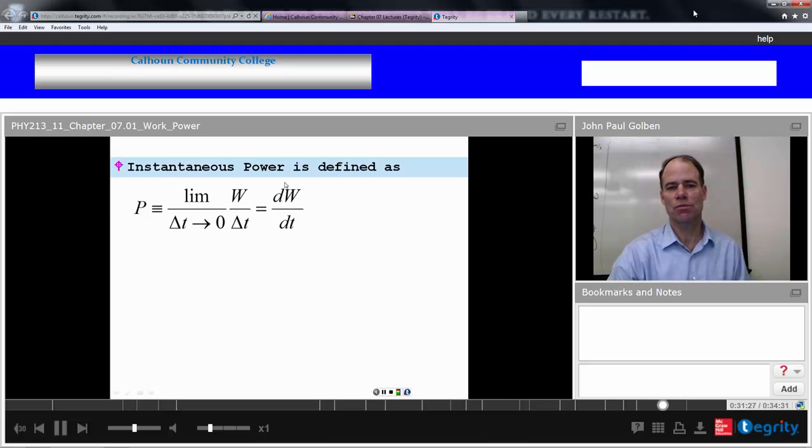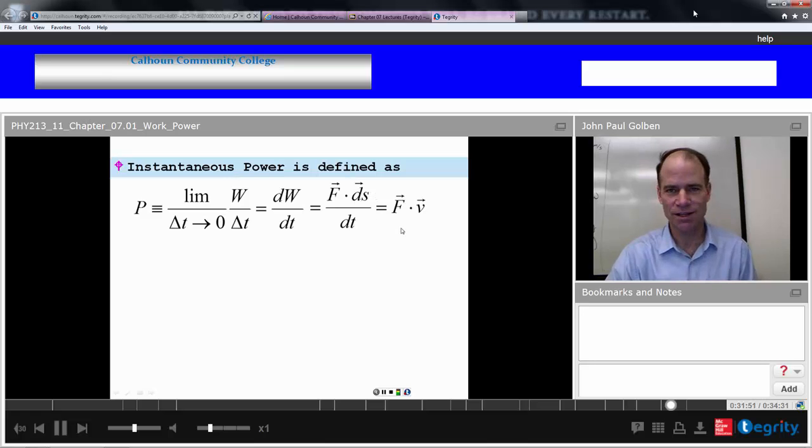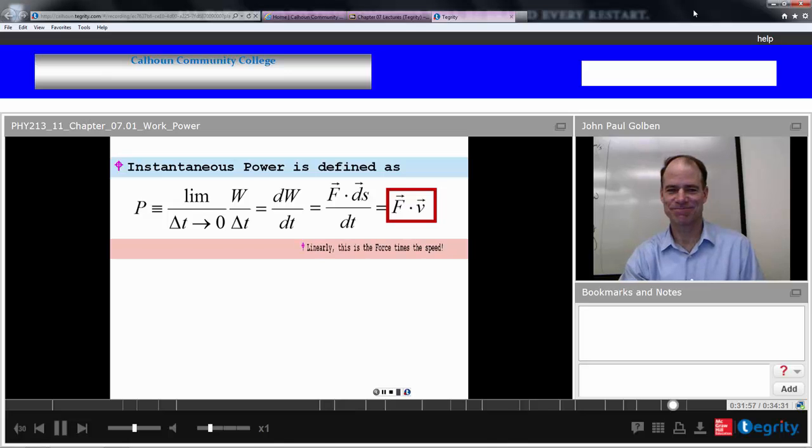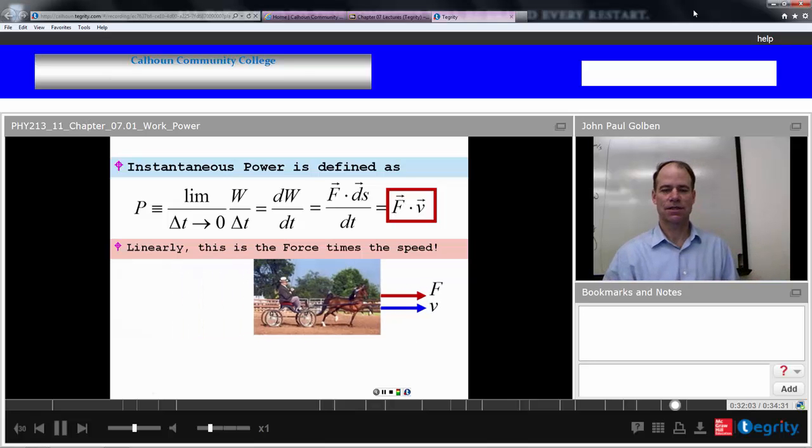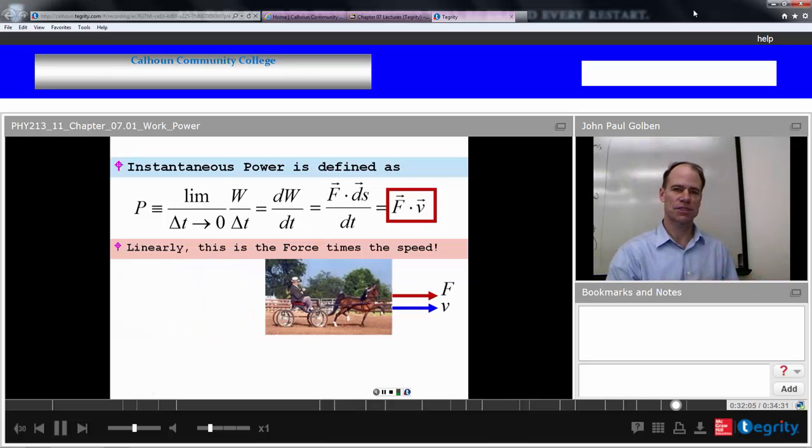Instantaneous power would be the instantaneous amount of work in an infinitesimal amount of time, dt. We know work is force dotted with displacement, so we have force dotted with an infinitesimal displacement, ds, done in an infinitesimal amount of time, dt. ds/dt is actually velocity. So power is actually the dot product of force with velocity. How about that? So if you had force and velocity in the same direction, then the force times the velocity, the speed, would be equal to your power.